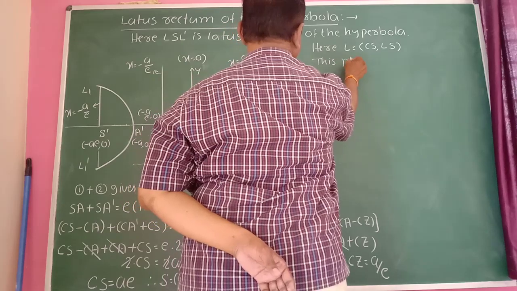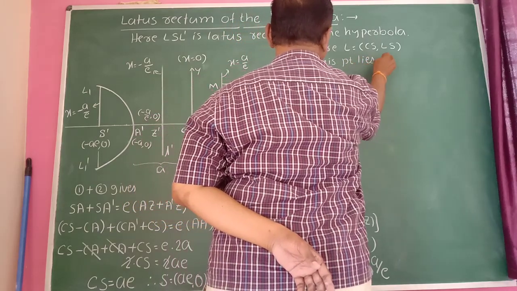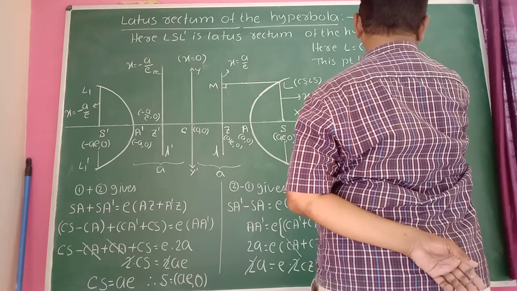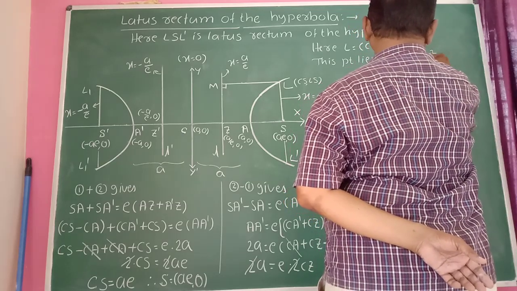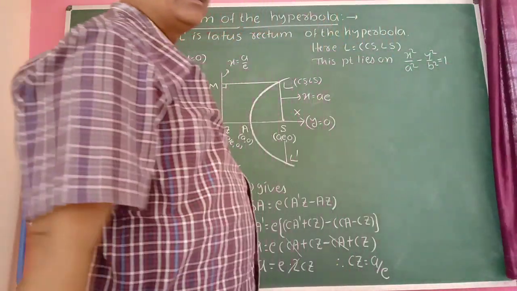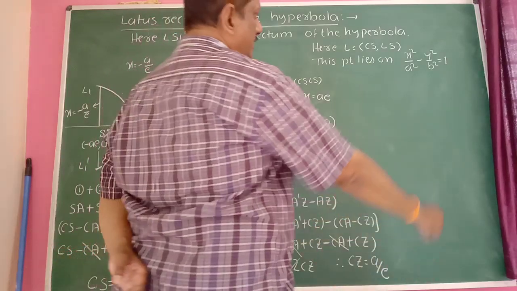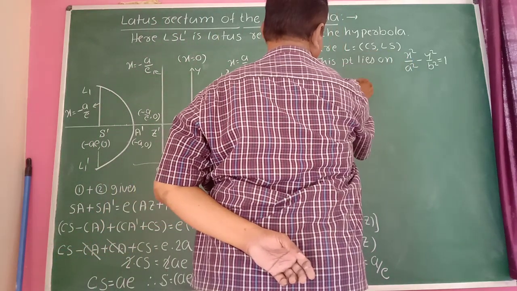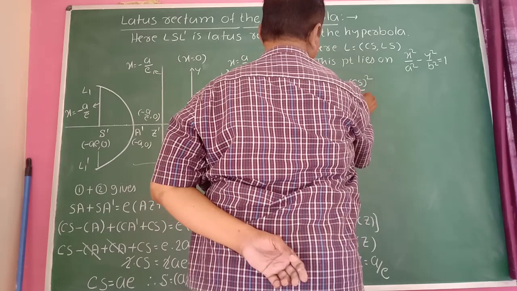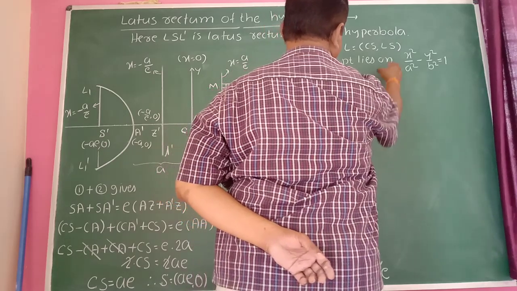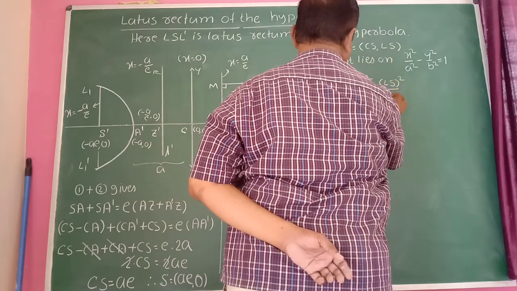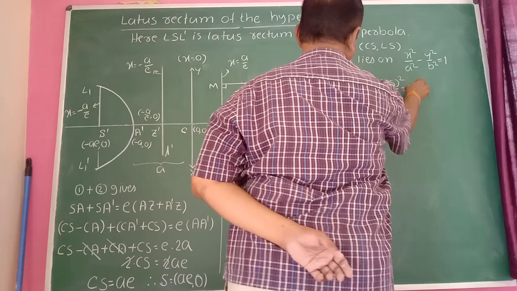This point lies on x² divided by a² minus y² divided by b² is equal to 1. It is the equation of the hyperbola. Then put x equal to CS, so CS² divided by a², then plus y is LS, so LS² divided by b² is equal to 1 here.